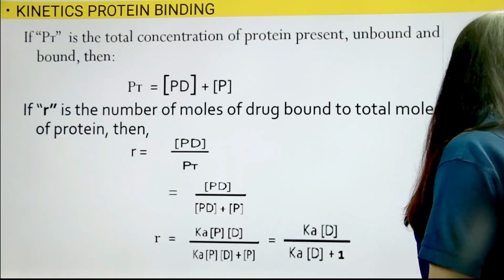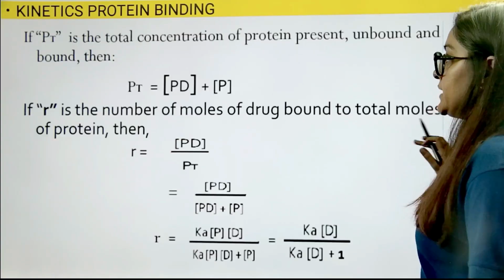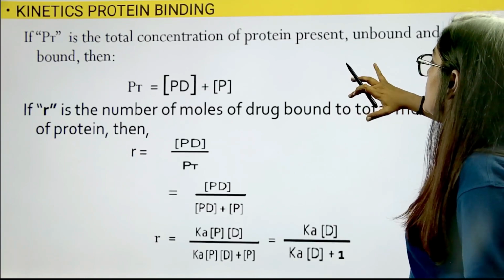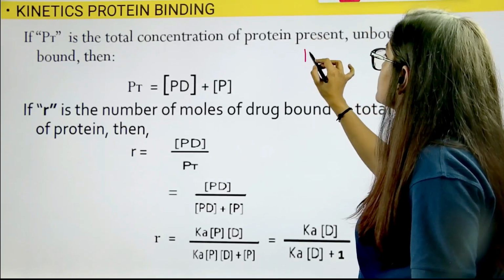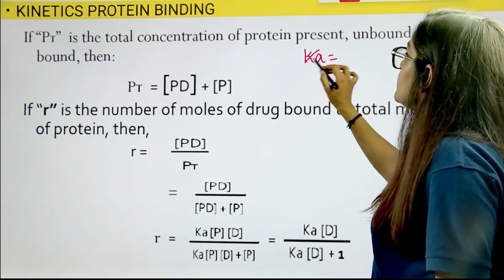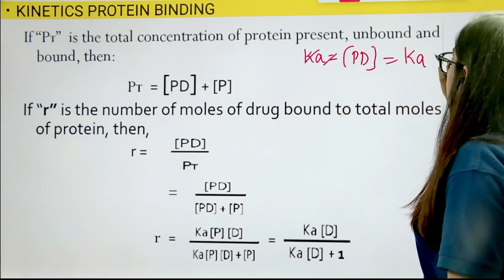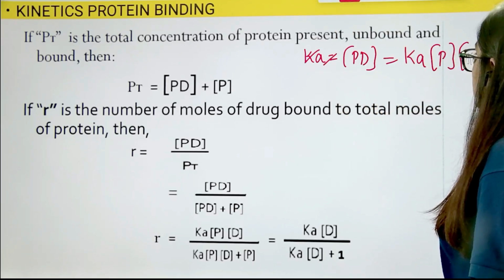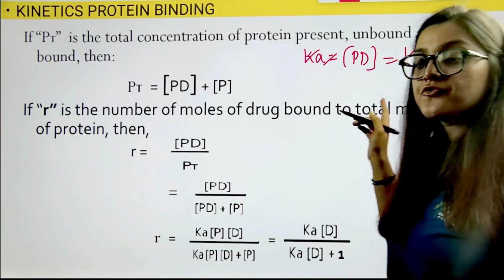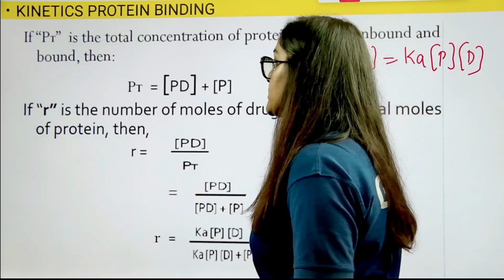Moving on, you got the concentration of the protein-drug complex. I'll write it here for you all so that you again remember, because we will use it. So you have protein-drug complex, right? It will be Ka into protein concentration into drug concentration. This is from the previous equation.